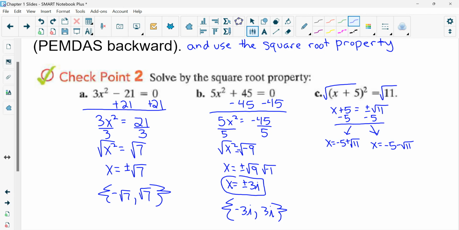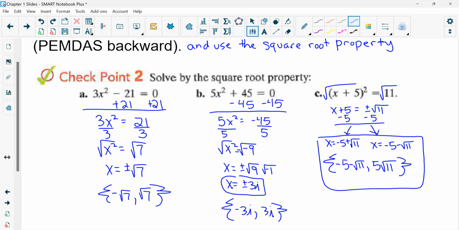And we can just leave our answers like that. So in our solution set, we have negative 5 minus square root of 11, negative 5 plus square root of 11. So again, that only works when we have x squared with no other x's.